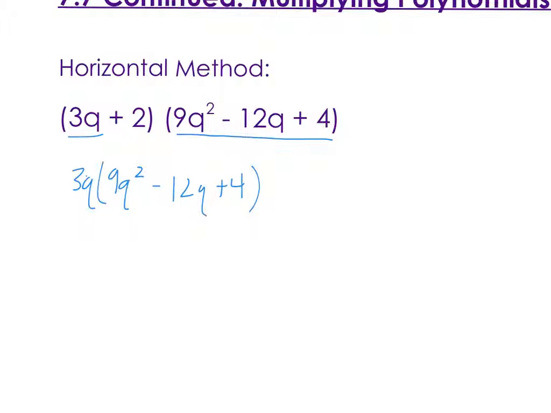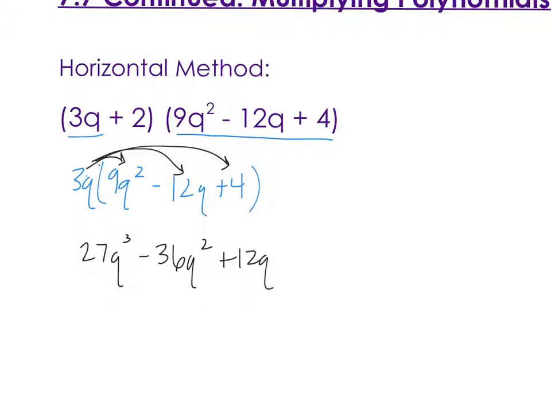So now what I'm going to do is distribute and take my 3q times my 9q squared and get 27q to the third. Then I'm going to have 3q and multiply that by negative 12q and get negative 36q squared. And then I'm going to take 3q and multiply it by 4 and get 12q.